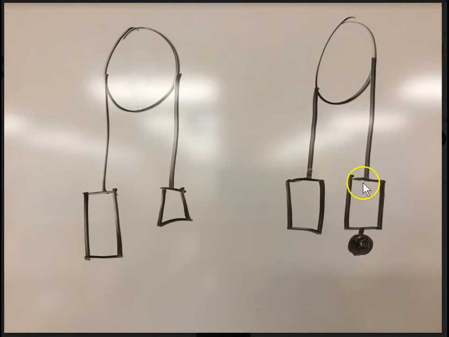The second one is an Atwood machine that has equal masses, and we add a little mass down here. How would you find that acceleration? Okay, so starting from equilibrium, attach another mass, what would happen?